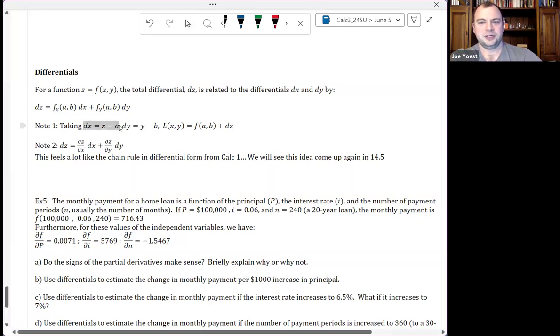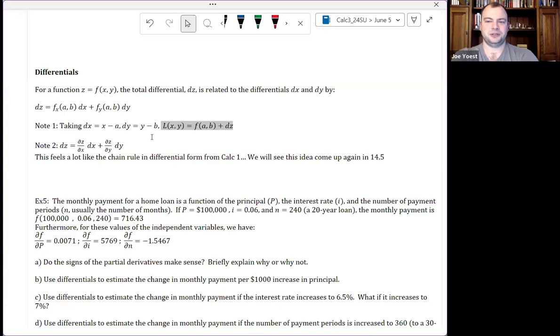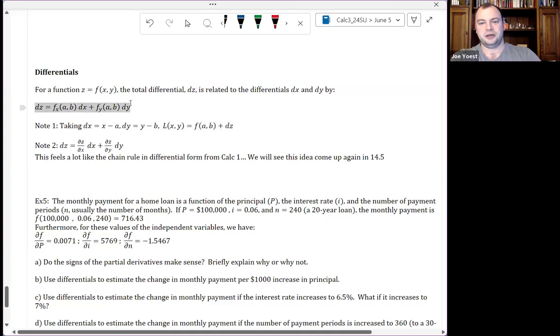If we take dx equals x minus a, dy equals y minus b, we see that the linear approximation of x and y is just f of ab plus dz. So this is just an approximation to how the height changes whenever we get a change in the independent variables. So a change in x and a change in y combined together in this way to give me a change in z according to the tangent plane, which approximates the change in z according to the surface, the original function.